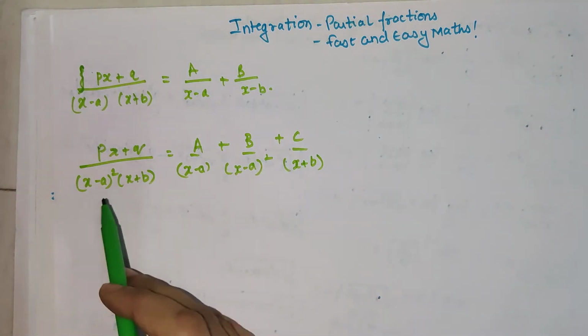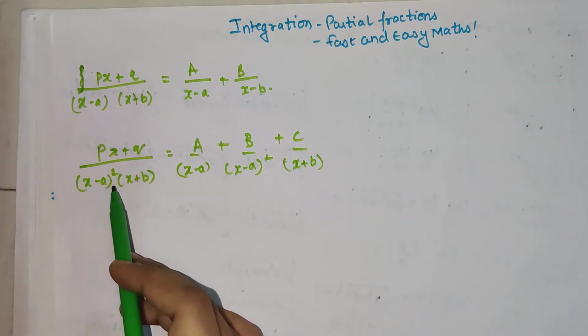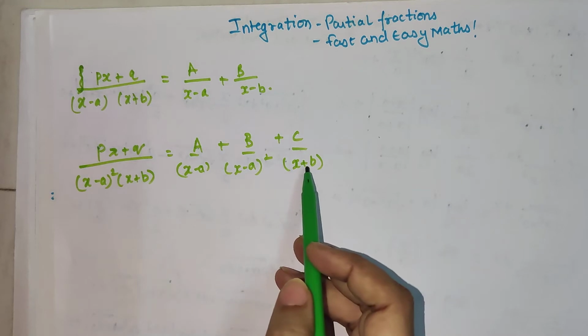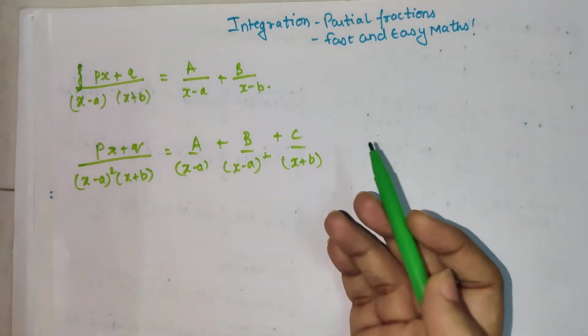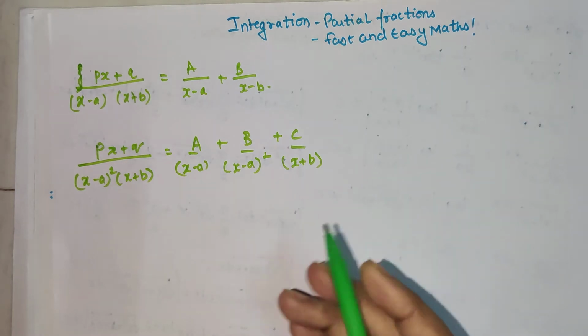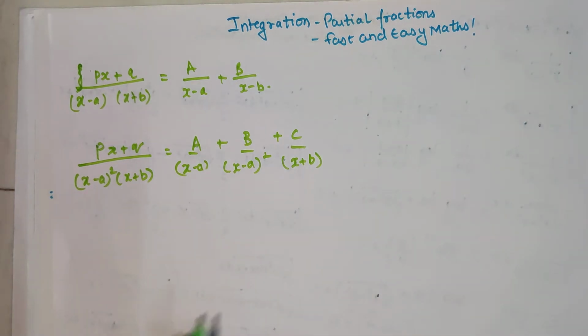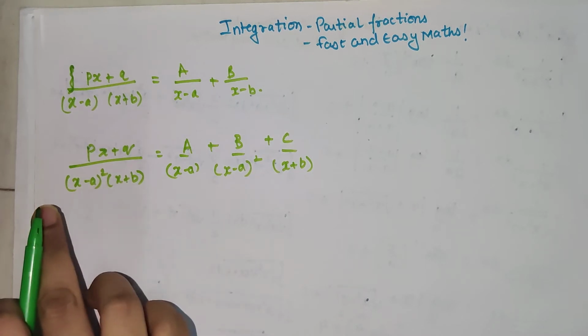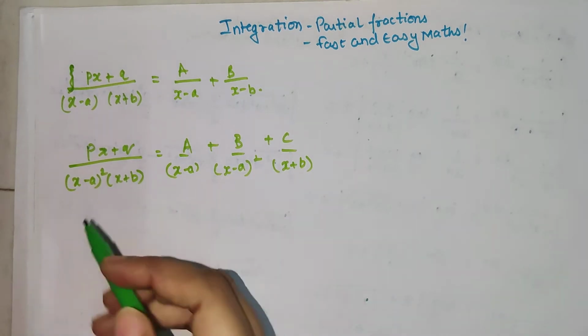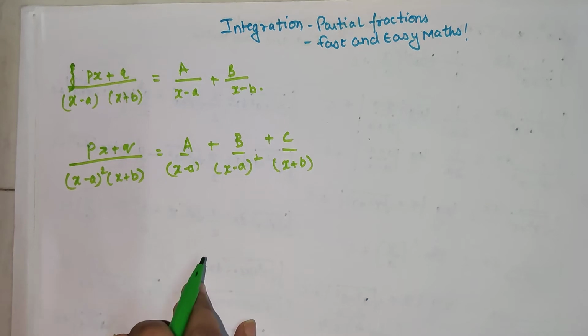So now students, if you had (x minus a) raised to 3, then here you would have (x minus a) raised to 3, and then you would have another letter which is D upon (x plus b). Okay, I hope you got the point. Whenever you have something like this in a power, you start with the power of 1 and then go up to the maximum power which is given in your question.